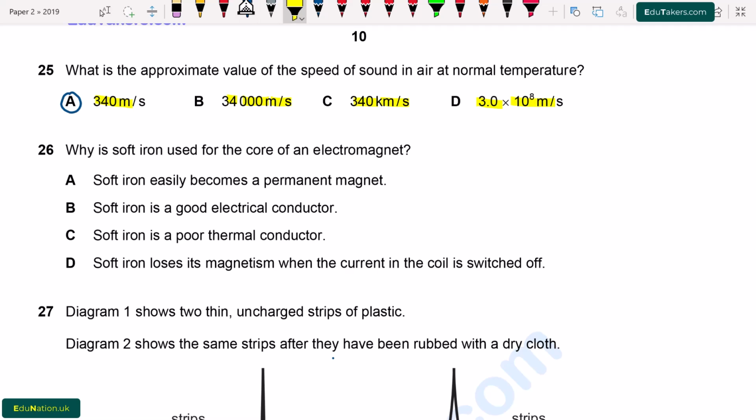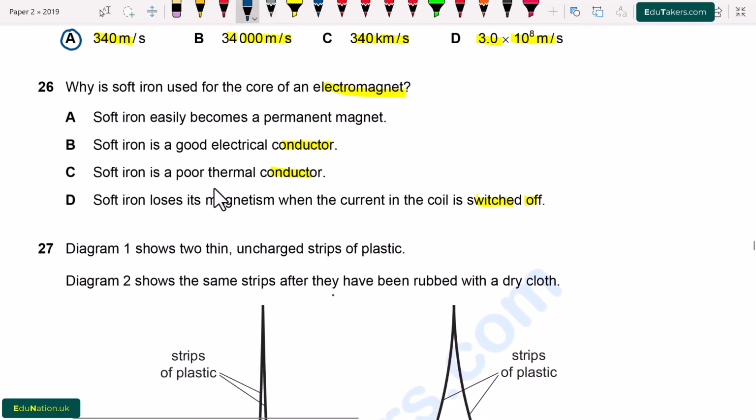Question number 26. Why is soft iron used for the core of an electromagnet? Option A. Soft iron easily becomes a permanent magnet. B. Soft iron is a good electrical conductor. C. Soft iron is a poor thermal conductor. D. Soft iron loses its magnetism when the current in the coil is switched off. So option D is correct, because when the current is flowing through the coil, the soft iron is magnetized. But when the current is switched off, there is no magnetization of the soft iron. So option D is correct.